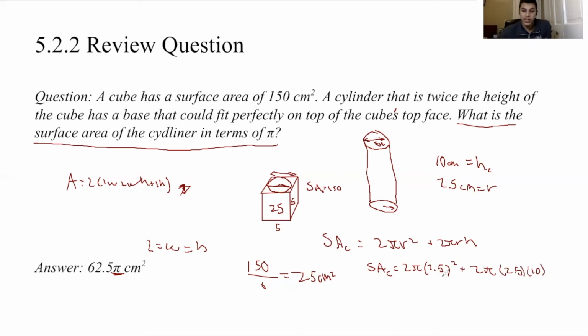And you could solve these separately and add them, but eventually you're just going to get surface area equals 12.5 pi plus 50 pi centimeters squared, and then that gets you to 62.5 pi centimeters squared as your final answer.